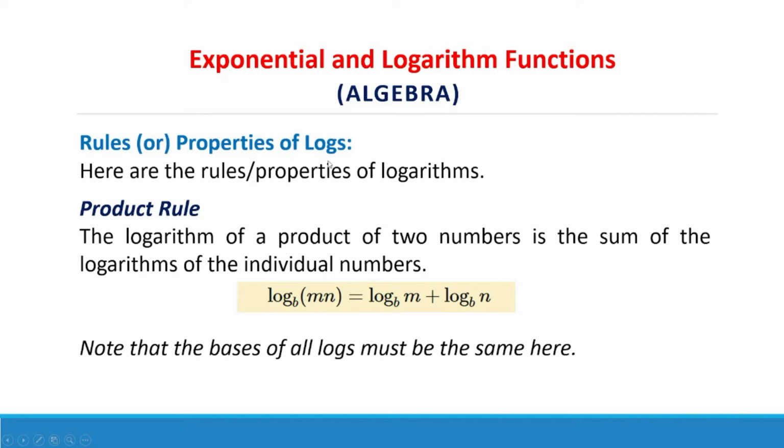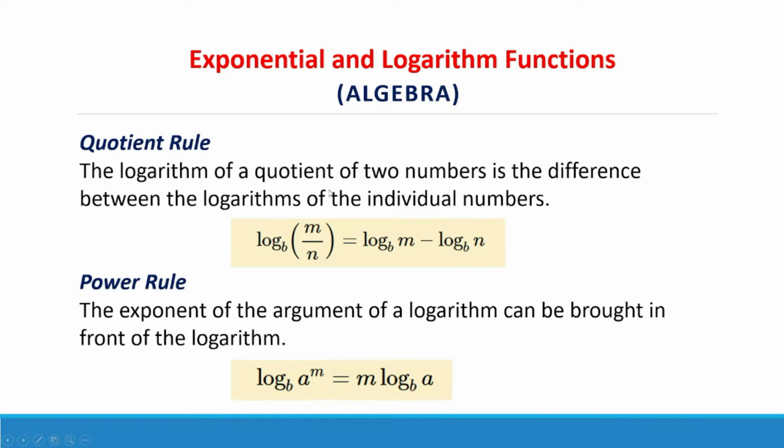Rules or properties of logs. Here are the rules, properties of logarithms. Product rule. The logarithm of a product of two numbers is the sum of the logarithms of the individual numbers. So this is a formula. Log of mn, which is product, to the base b is equal to log of m to the base b plus log of n to the base b. Note that the bases of all logs must be the same here.